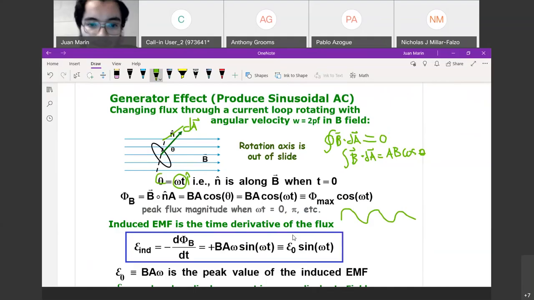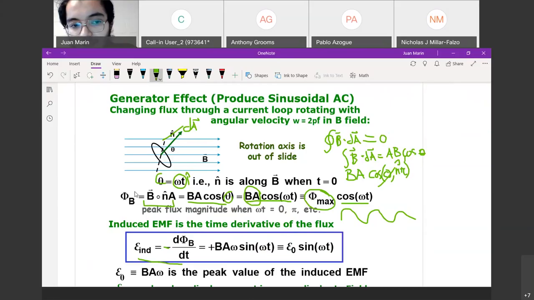And so we can describe the EMF induced as a sinusoidal function as well. We just take the first time derivative of flux, using Faraday's law. That's nothing but Faraday's law. So EMF induced, because we know that B dot n hat A is BA cosine of theta, where theta is omega t, then BA cosine of omega t will give you flux, the maximum flux that you can have. Because B times A alone is basically B times A, the sine of 0 degrees, zero, or n pi degrees, that goes to one or negative one, but you have a maximum magnitude of flux.